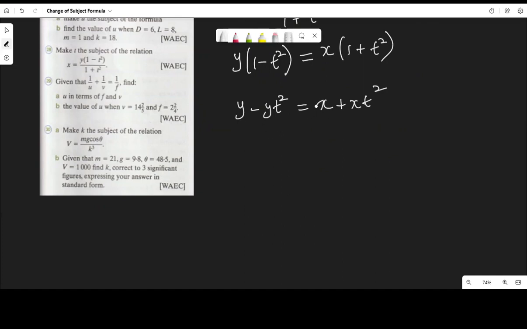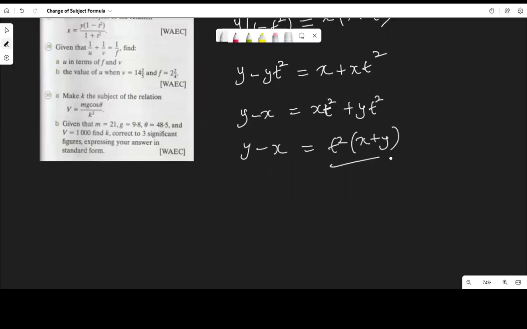So I'm going to take this s to this side. So I have y minus x equal to s t squared. Then y t squared, when it crosses, this is minus y t squared. When it crosses, it will come plus y t squared here. T squared is common. So factor it out. T squared into x plus y.